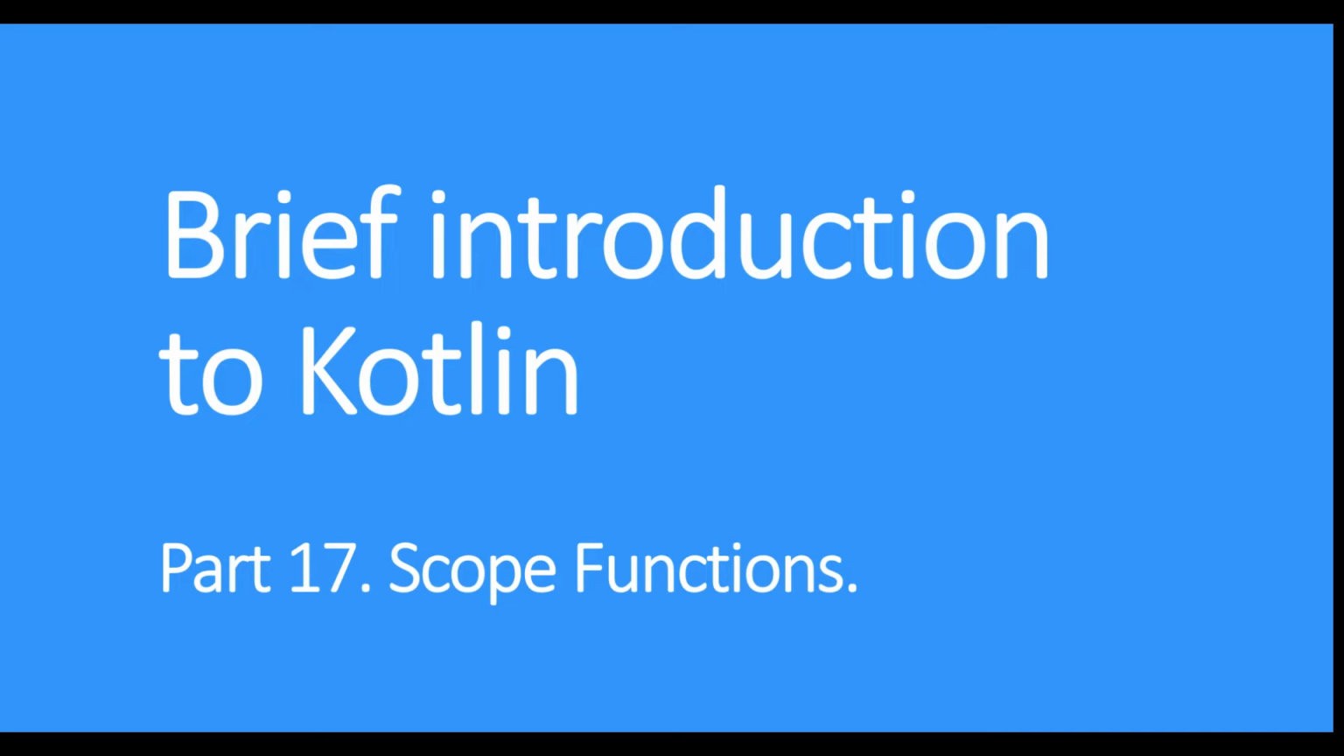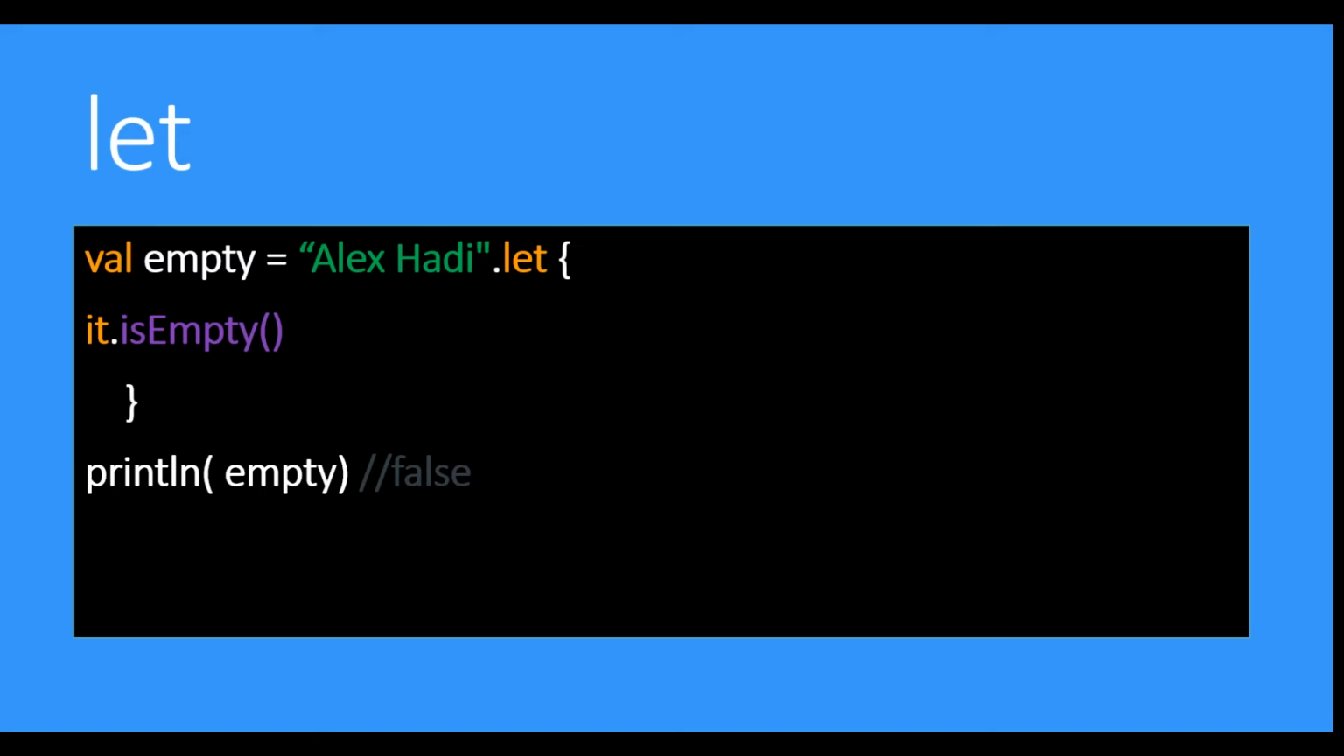This is part 17. Today we will talk about scope functions in Kotlin. In Kotlin there are several scope functions like let, run, with, apply, also, and so on. But today we will talk only about let and run scope functions, and here is an example of using the let function.